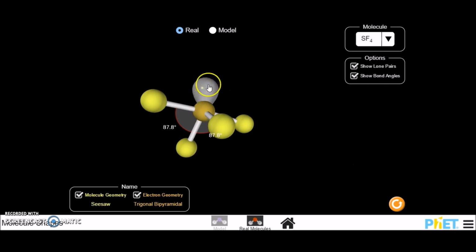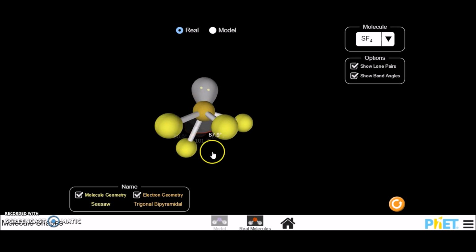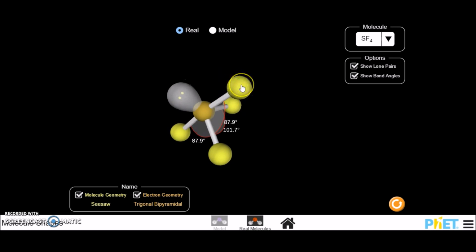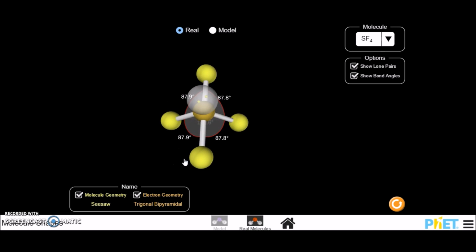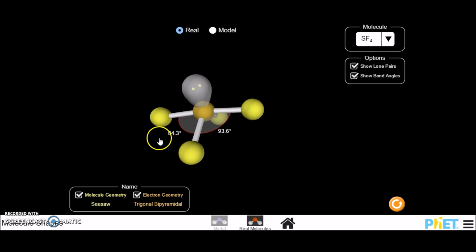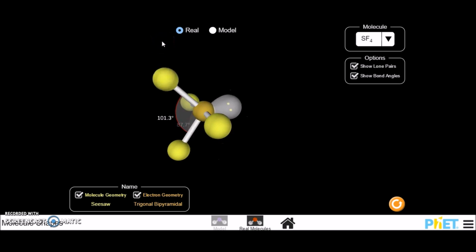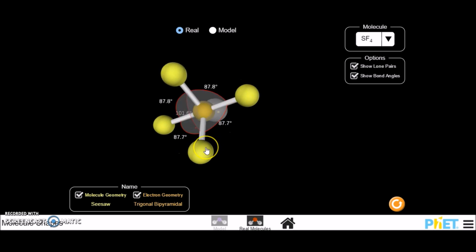SF4, this gives us a lone pair up here, and then four fluorines floating around the outside, and you can see there are actually a couple of different bond angles going on if we just move that around. So we have 102 rounding up here, and then 88 at the back here. This is what we call a seesaw geometry. This one doesn't come up very often.